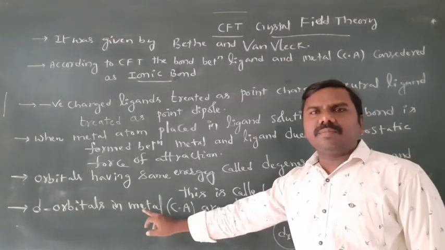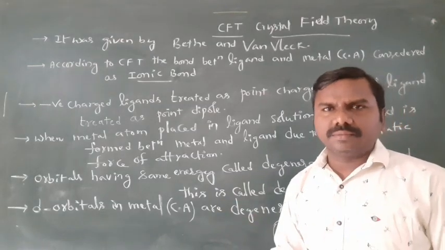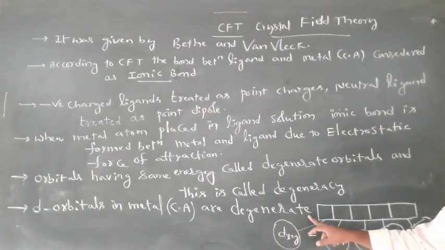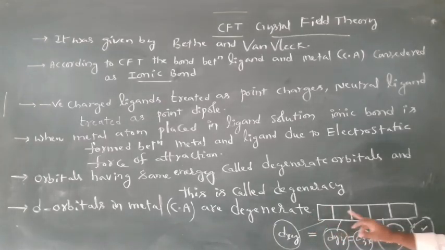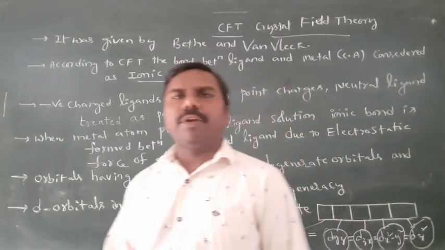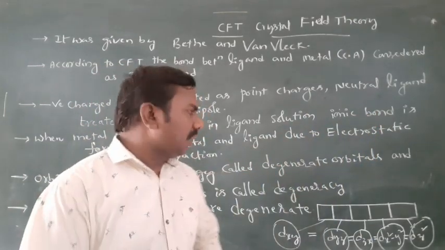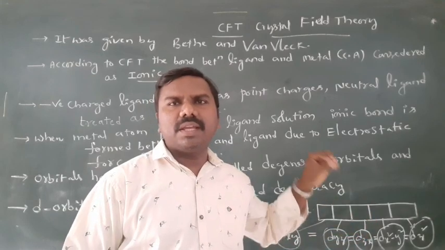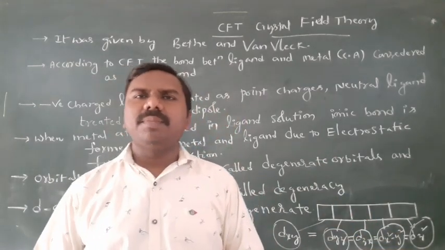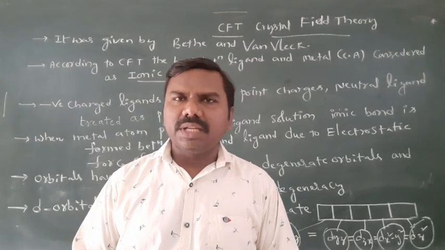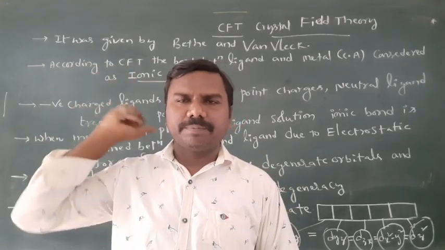Now, the d orbitals in the metal in the beginning are degenerate. There are 5 orbitals: dxy, dyz, dzx, dx square minus y square, and dz square. All have the same energy. That's why these 5 are degenerate. If ligands approach the central atom, the degeneracy of the orbitals will be gone. The spherical crystal field will be split. This splitting is called crystal field splitting. So we'll discuss that.